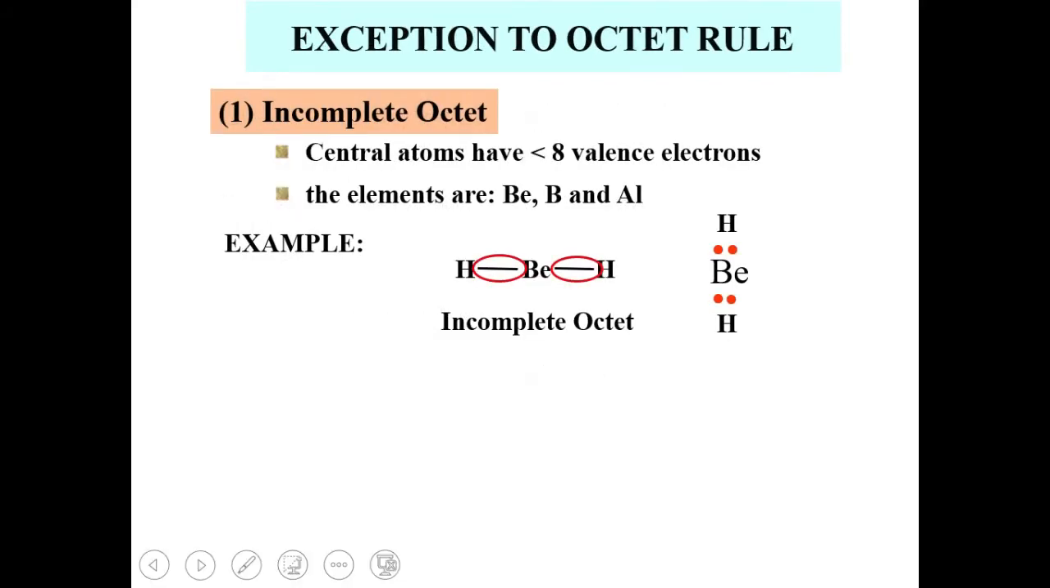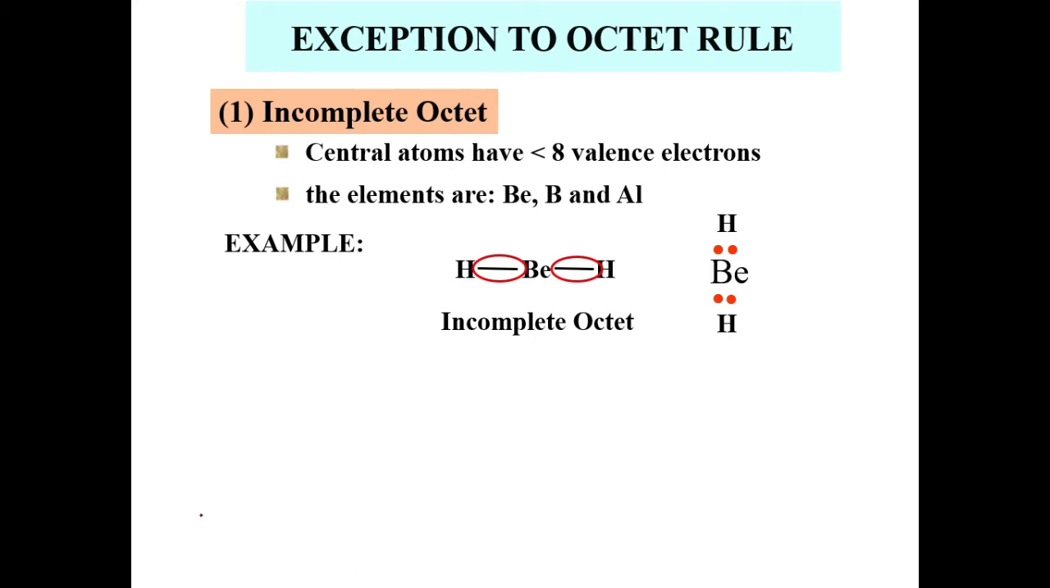Okay, the first case is incomplete octet, where the central atom has less than 8 valence electrons. The elements that can form incomplete octet are Be, B, and Al, BeBAl. We have seen before that they are metals, but they can form covalent bonds. Beryllium, boron, and aluminium.